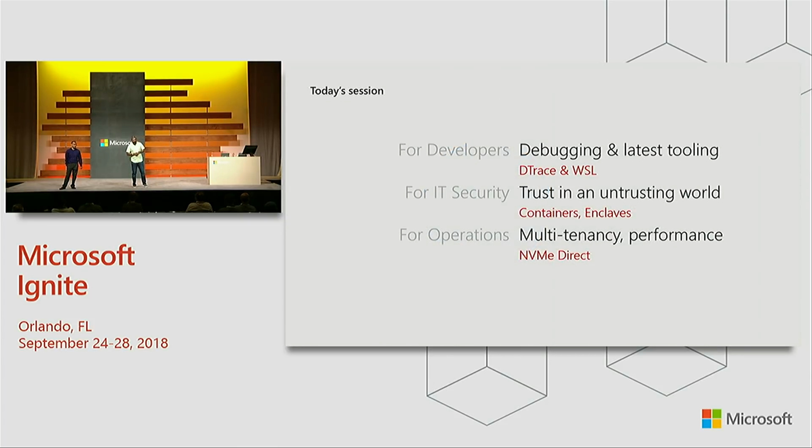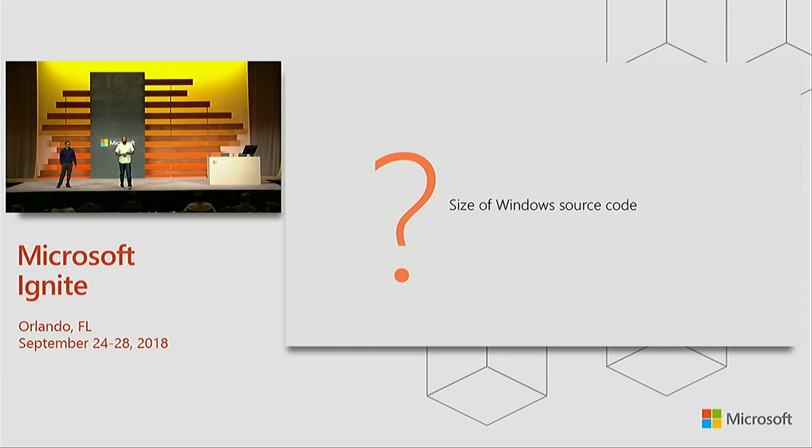So with that, today's session, we will talk about 5 different things. We'll start with some debugging and tooling. There's a conversation that we'll have about dynamic tracing, Windows Subsystem for Linux. Those are roughly for the developer tools. Talk about trust in an untrusted world. You might have heard of enclaves in some of the other sessions. We'll talk about that. We'll talk about containers. What are the underlying things or the engineering that goes behind making it happen? And then we'll talk about some cool performance things with hardware offloads with NVMe Direct and how we made that happen while maintaining trust.